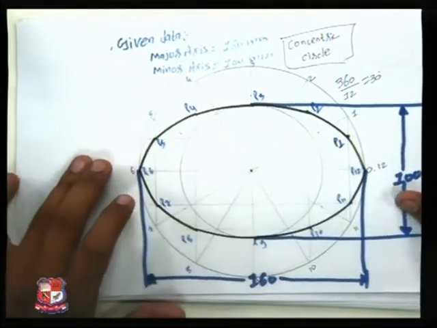Now the next problem we are having is a cycloid. We need to draw a cycloid for the 80 mm circle diameter. Now when we hear cycloid, it comes to mind that a cycloid is a curve which is traced by a circle which is rolling for one revolution without slipping.